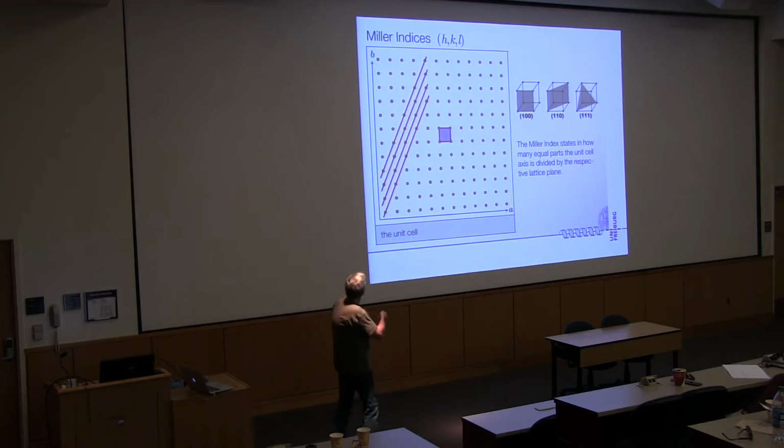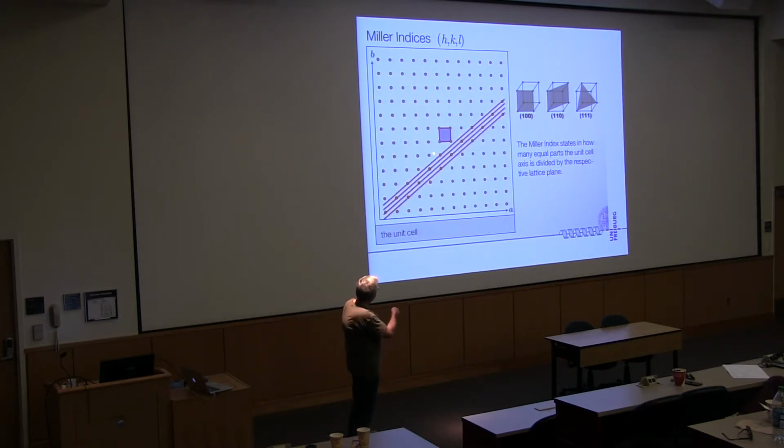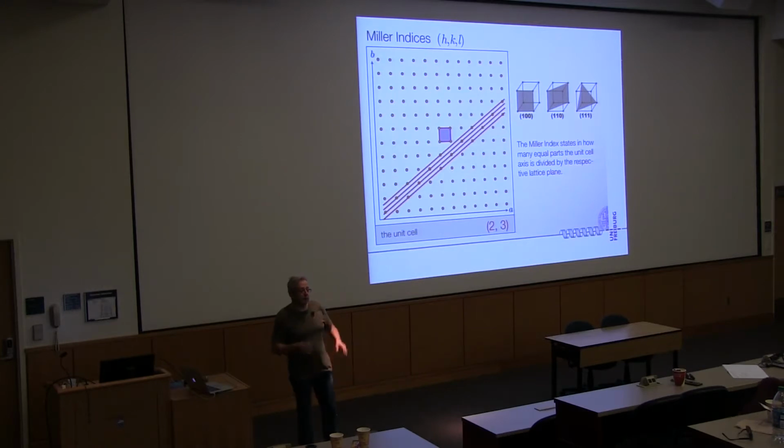This one cuts the A side of the unit cell into two pieces, this one into one piece, so this would be the 2-1 plane. Okay? That one is 2 and 3. That's the 2-3 plane. Okay? These are these lattice planes. What am I talking about?